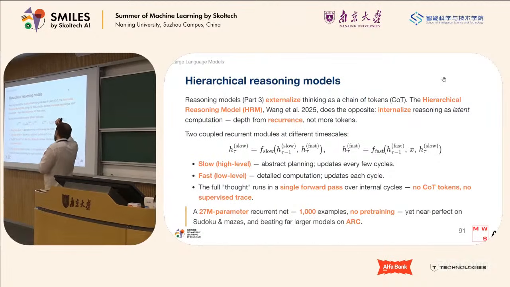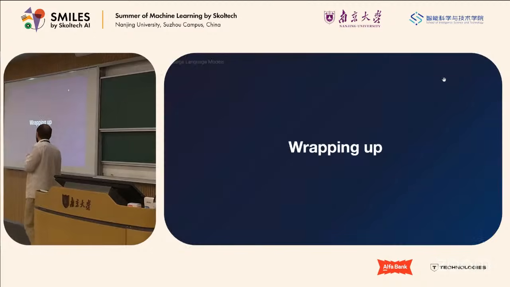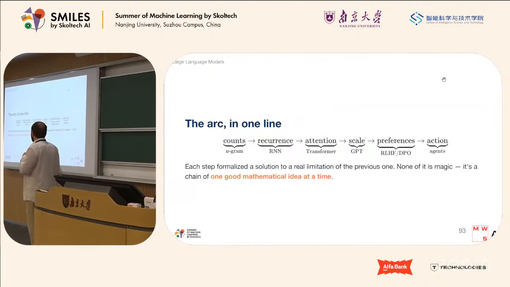So I will again not be stopping here. If you want, you could get the slides and maybe some literature I have provided here. We started from the counts. We went from recurrent to attention to scaling and to preferences, and we have not stopped, but we are currently at action. But of course, all the stuff before is still present, and it can still be researched if you want to.